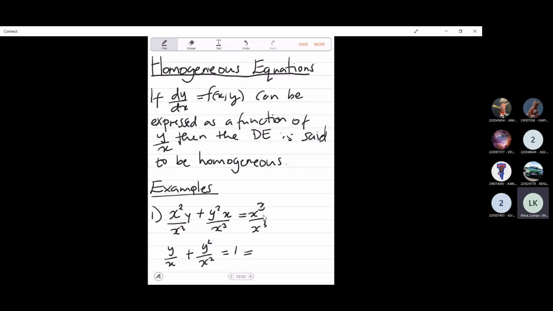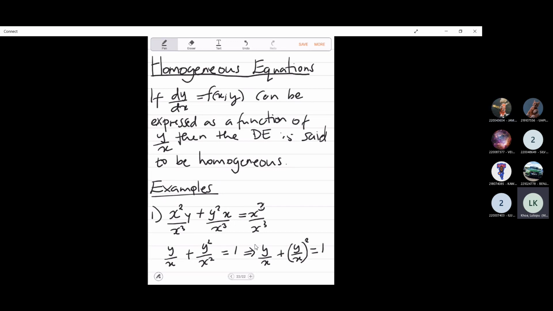And here you can see that I have y over x plus (y over x) squared is equal to 1. So I've rewritten this so that all the variable terms are just y over x. So this is not just a function of x and y, it's a function of y over x. And then if I wanted to, I could make a substitution.